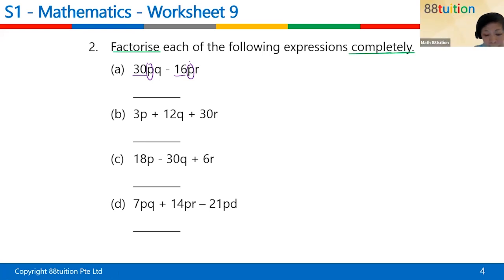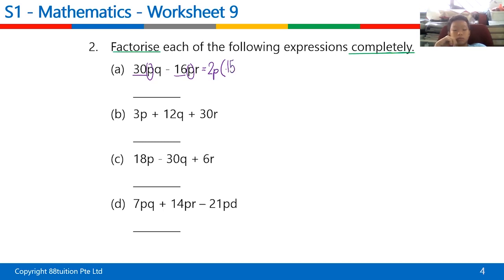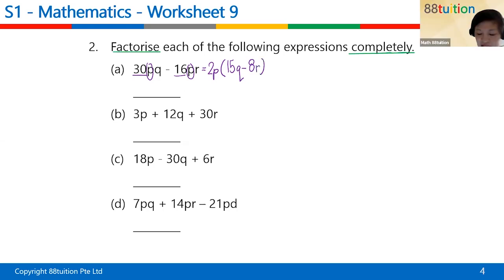P. How about the numbers? 30 and 16 are even numbers, so they can be divided by 2, right? So I factorize the 2 outside, and I factorize the P outside. What is 30 divided by 2? 15. Yep, P divided by P will be gone, right? How about Q? Q has nothing, so Q remains there. How about 16 divided by 2? 8. P gone, R remains. Do you get this? Good. So this one is actually 2P, open bracket, 15Q minus 8R.